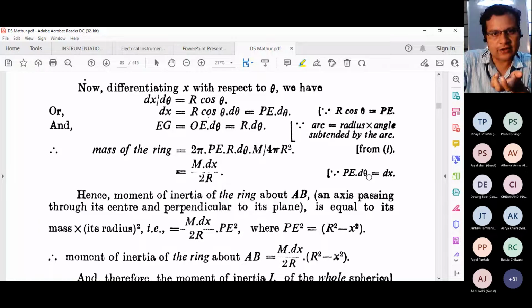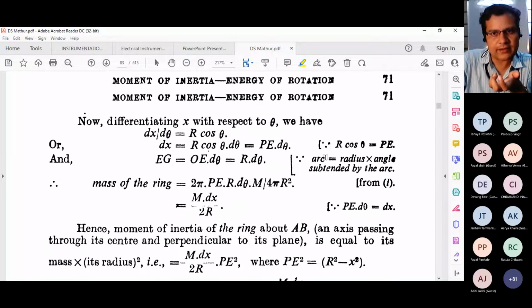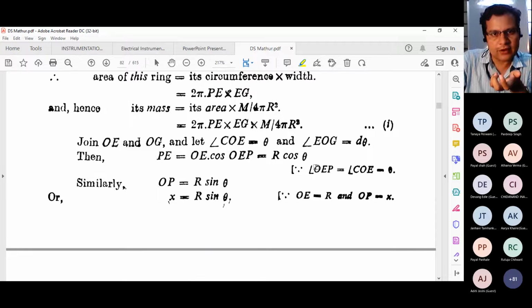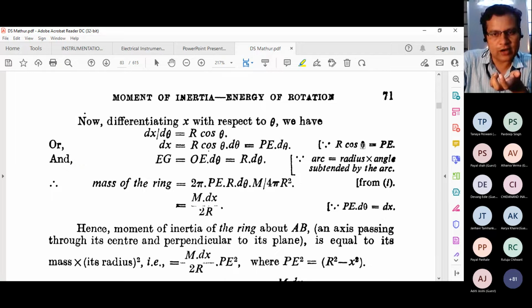Why are you writing PE dθ equal to dx over here? Because you just compare this r cosθ value, which you got from PE, which is r cosθ, and later on you got that r cosθ EG is equal to PE r dθ. That EG comes as r dθ over there. So since this PE dθ will be the dx, how are we writing it like this? Because this is nothing but an arc into the angle subtended, which gives me dx over there, right?